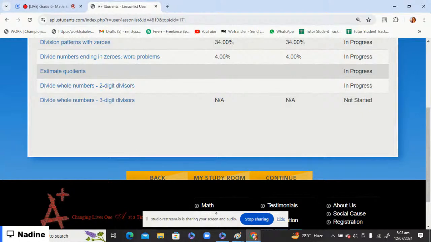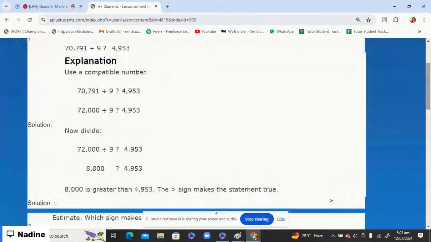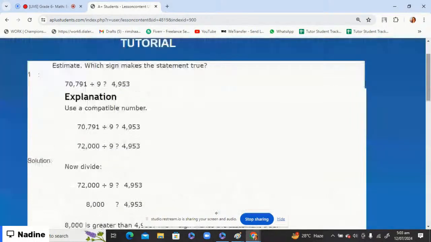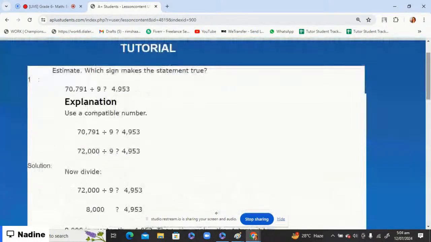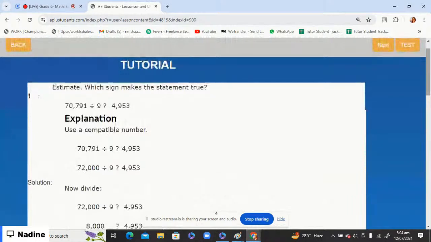So now let's start estimate quotients. Here, estimate which sign makes the statement true. First of all, we are going to divide 70,791 by 9, and then check which answer we came out with, and then we put the greater than sign, equal sign, or other sign. So for example, when we are going to divide 70,791.